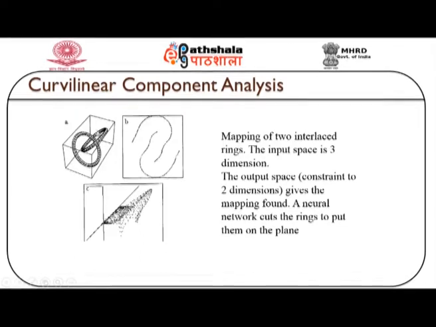We can see a mapping of two interlaced rings. The input space is given in 3 dimensions, shown in figure A. In figure B, the output space, which is constrained to 2 dimensions, gives the mapping that is found. And in figure C, we can see a neural network cuts the entire rings to put them on the plane.